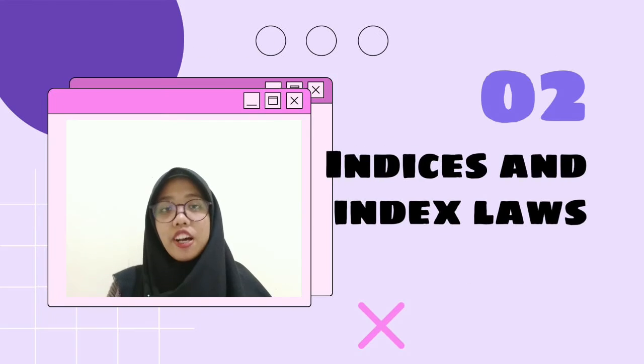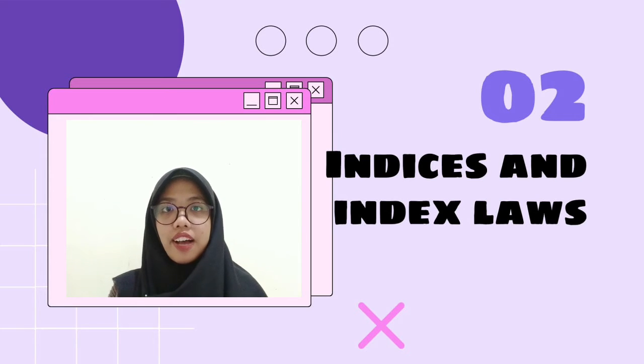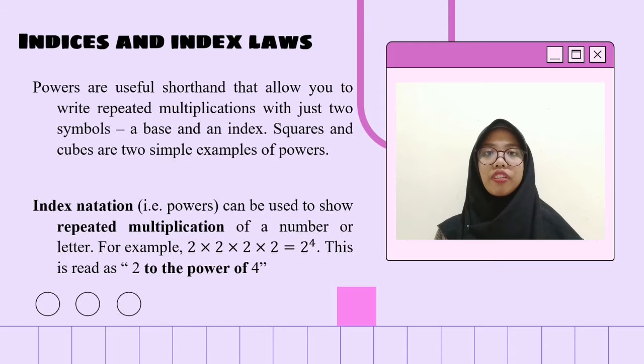Okay, next, let's talk about the second material, which is about indices and index laws. Powers are useful shorthand that allow you to write repeated multiplication with just two symbols, a base and an index. Squares and cubes are two simple examples of powers. Index notation, that is powers, can be used to show repeated multiplication of a number or letter.